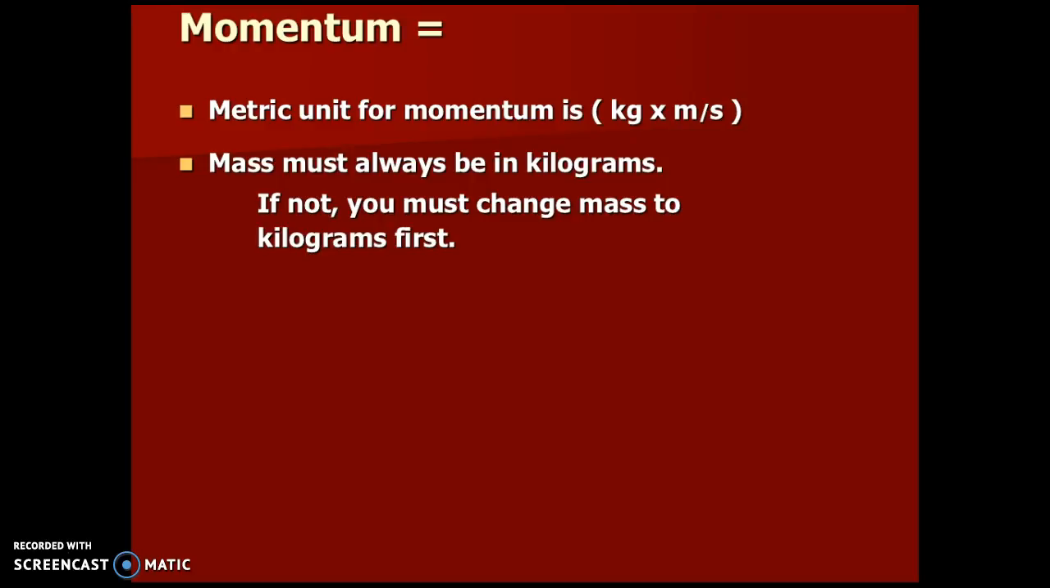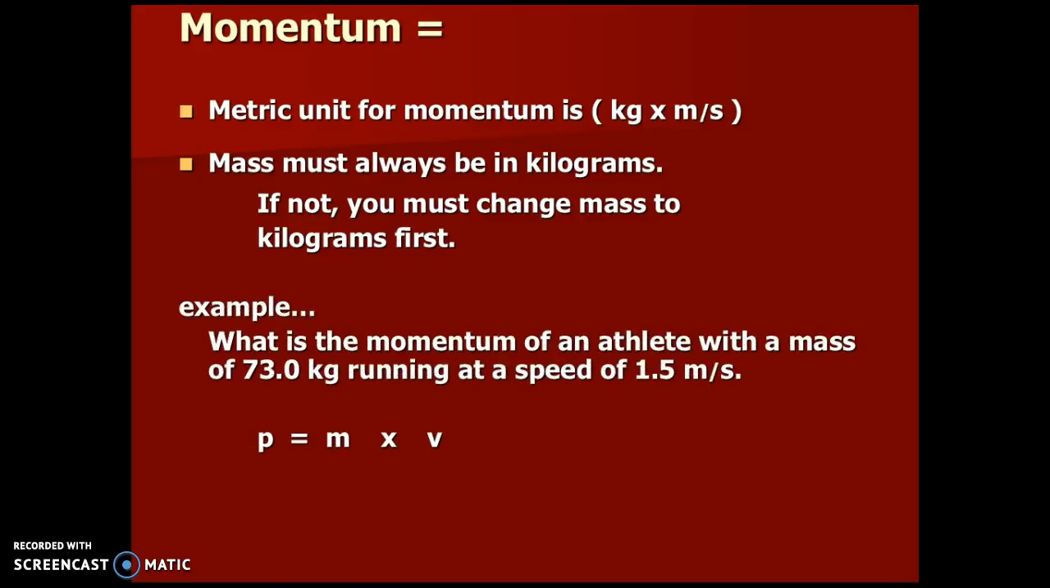There's the metric unit for momentum, kilograms times meters per second. All that is doing is taking the 2 units and multiplying them together like you are going to be the numbers. The mass must always be in kilograms. If it's not, you have to change it to kilograms, but I think all of the problems I give you, it's already in kilograms, but just double check that.